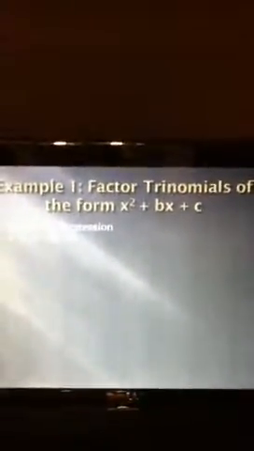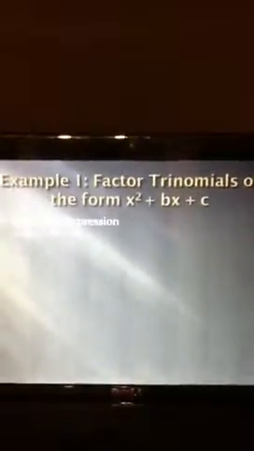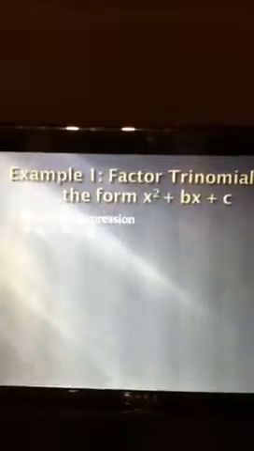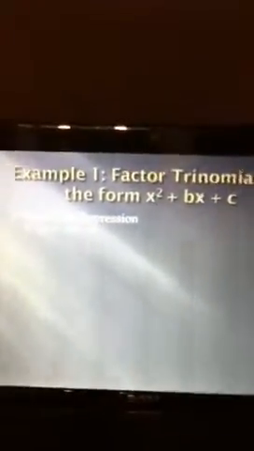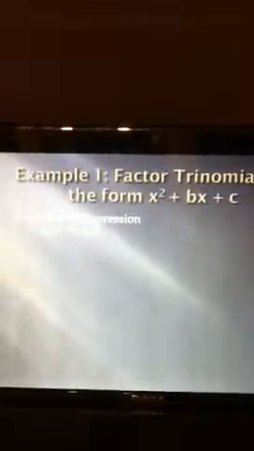Hello, my name is Roberto Ayan, and today I'm going to be teaching you how to solve quadratic equations by factoring. In order to teach you how to factor trinomials of the form x squared plus bx plus c, I'm going to be walking you through an example. I'm going to teach you how to factor the expression x squared minus 9x plus 20.